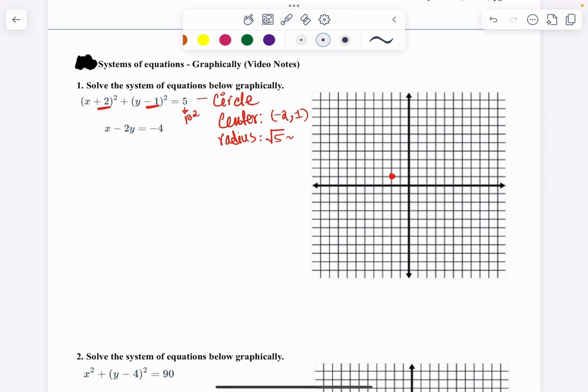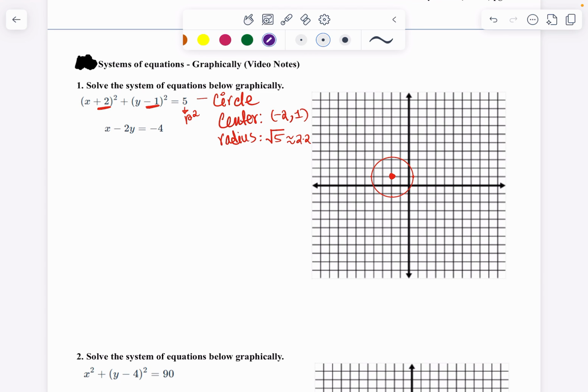So approximately 2.2. From the center, we're going to go 2.2 to the right, 2.2 up, 2.2 down, and 2.2 to the left. Then we try to connect the dots as nicely as we can freehand. You can also use your compass if you want to.